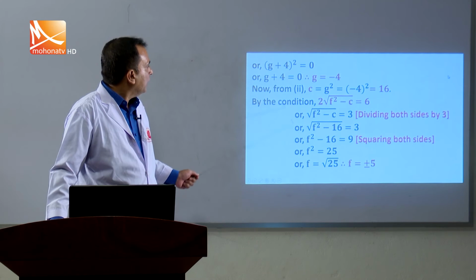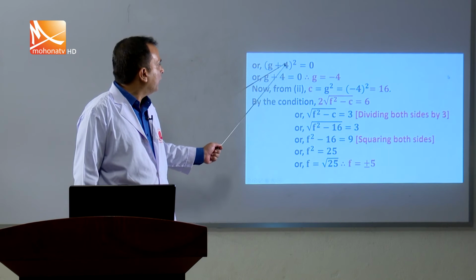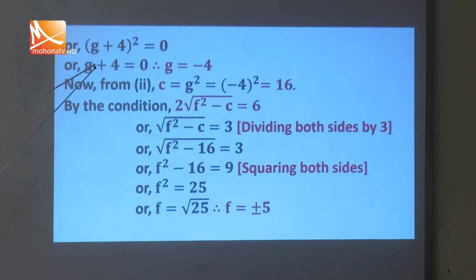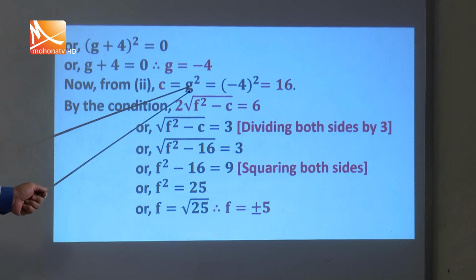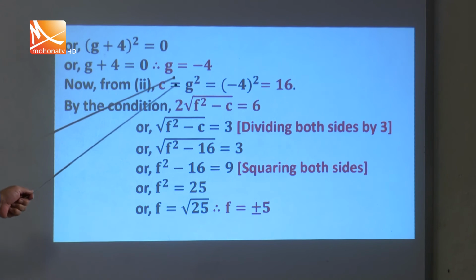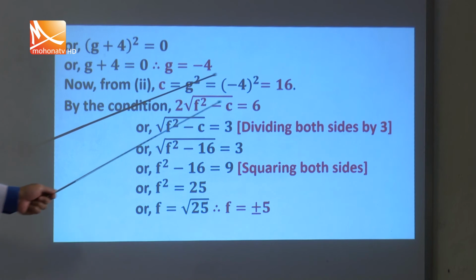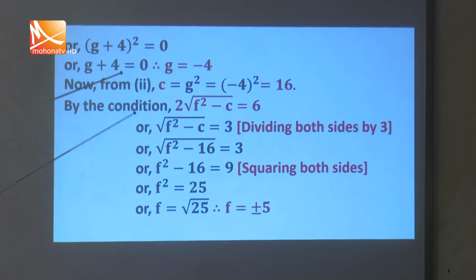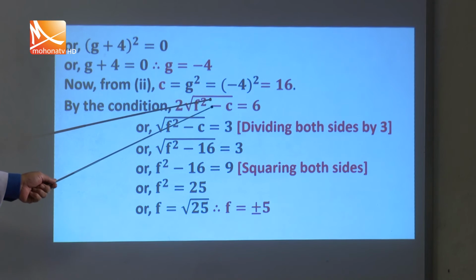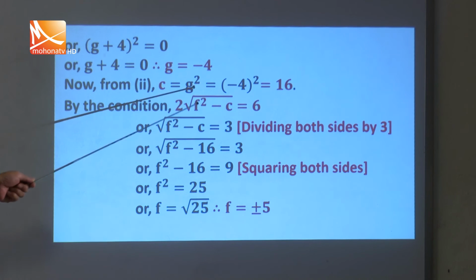Then (g plus 4) whole square equals 0, or g plus 4 equals 0, therefore g equals -4. From 2 you just see that c is equal to g square. Since the value of g is -4, it will be (-4) whole square, which equals 16. By the condition, the length of the y-intercept is 2 root (f square minus c) equals 6. It is given in the question.